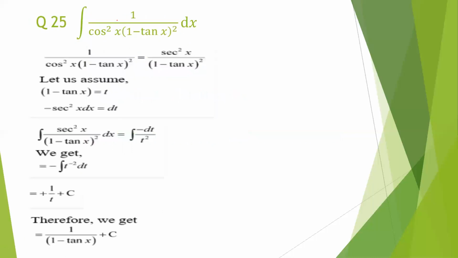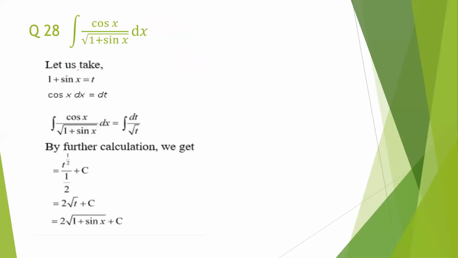Here also you can see 1 by cos square equals what? Sec square. Now sec square x is the derivative of 10x. So take 1 minus 10x as t. Simple calculation is there. Here you have to take root 1 plus sin x as t, or 1 plus sin x can also be taken as t.